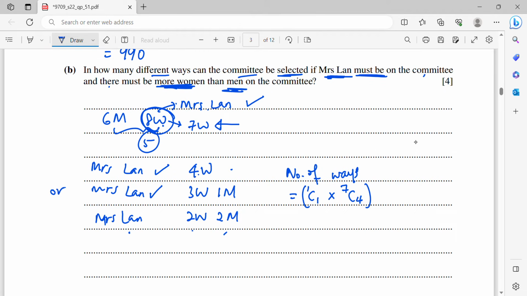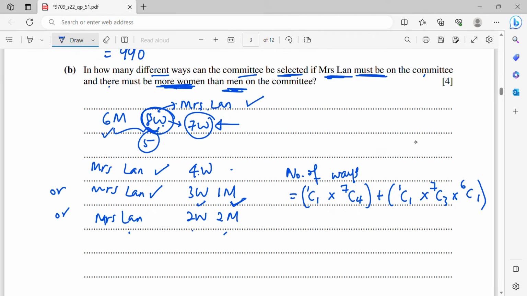Okay, or Mrs. Lan is selected, so all is plus. So when Mrs. Lan is selected, 1C1, and I need to choose 3 women from this 7. So it will be 7C3, followed by 1 man from 8. So 8C1. Okay, not 8. The man is 6. Sorry, man is 6. I overlook it. So it will be 6.